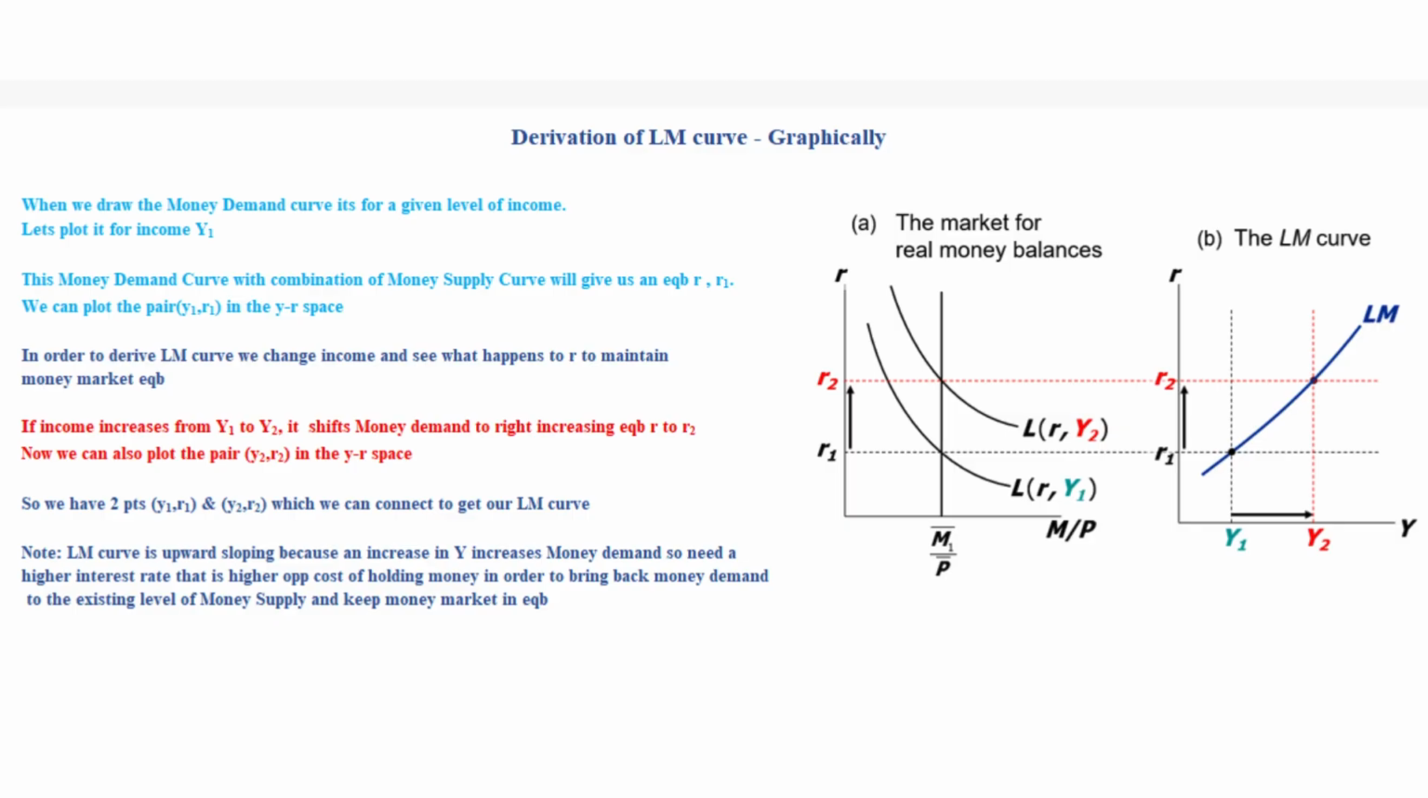So the key to deriving the LM curve is to keep in mind that the money demand curve is drawn for a given level of income, and we'll just change income and see what happens to the equilibrium interest rate so that it can maintain money market equilibrium.